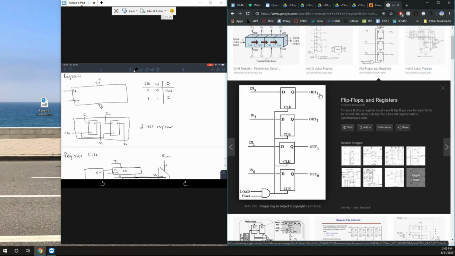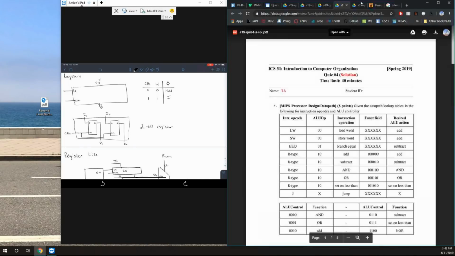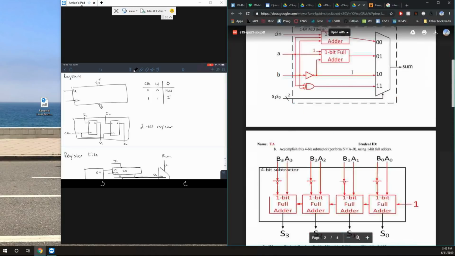ALU design is just a bit adder. ALU design can be a lot of stuff, like an ALU design problem. This one, right, quiz 3. This is ALU design.